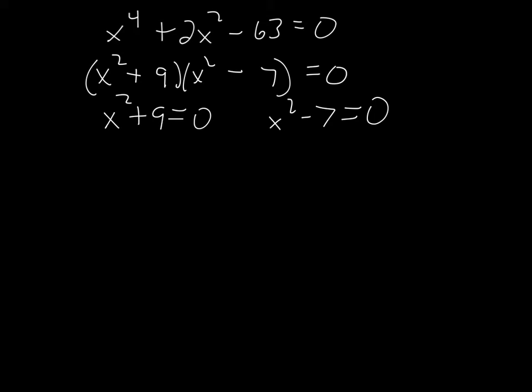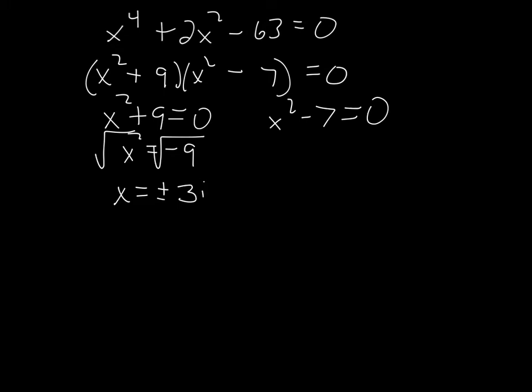We're now going to go x squared equals negative 9. And then we're going to take the square root of both sides. But notice this time we have the square root of a negative number. Oh well, it is what it is. It's going to be x equals plus or minus 3i.